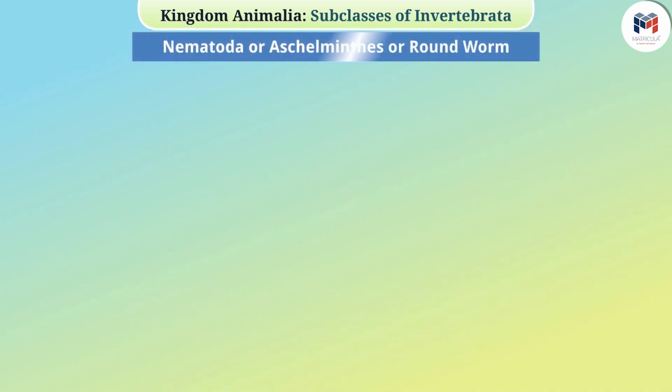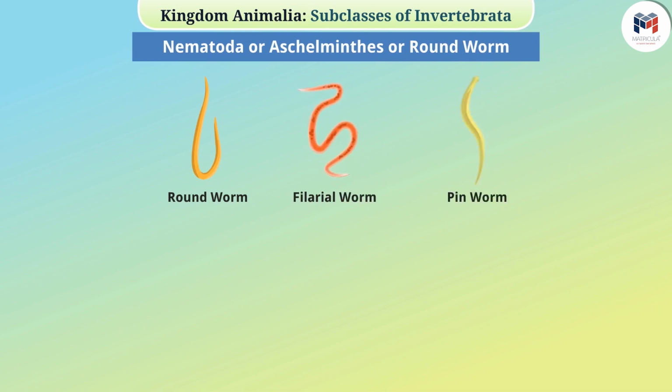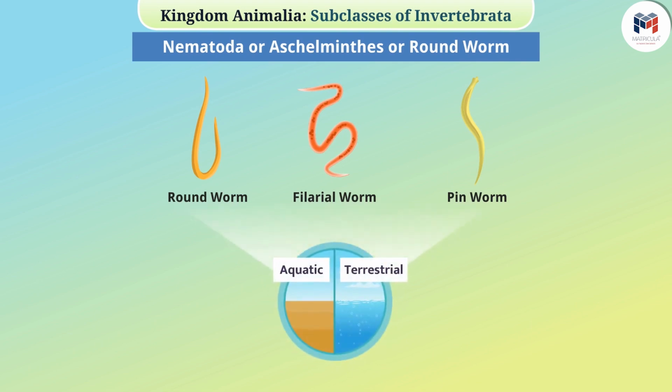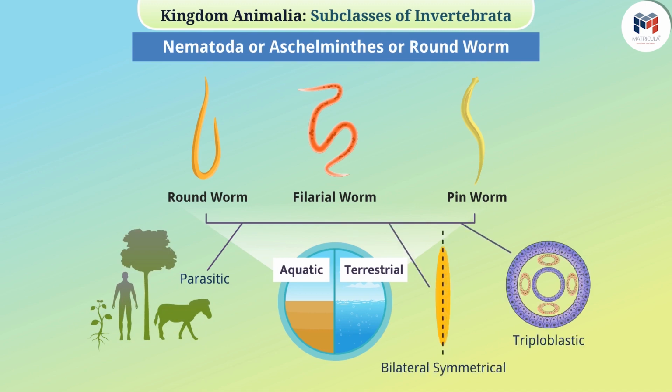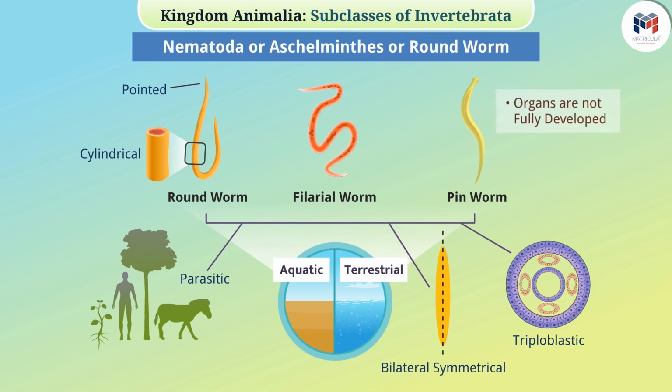Nematoda or aschelminthes or roundworm. These include roundworm, filarial worm, pinworm, etc. They are free-living, aquatic, terrestrial, and they are also parasitic in plants and animals. They are bilaterally symmetrical, triploblastic animals whose bodies are cylindrical and the last part is pointed. Tissues are found in them, but the organs are not fully developed. Their sac-like body cavity is called pseudocoelom.